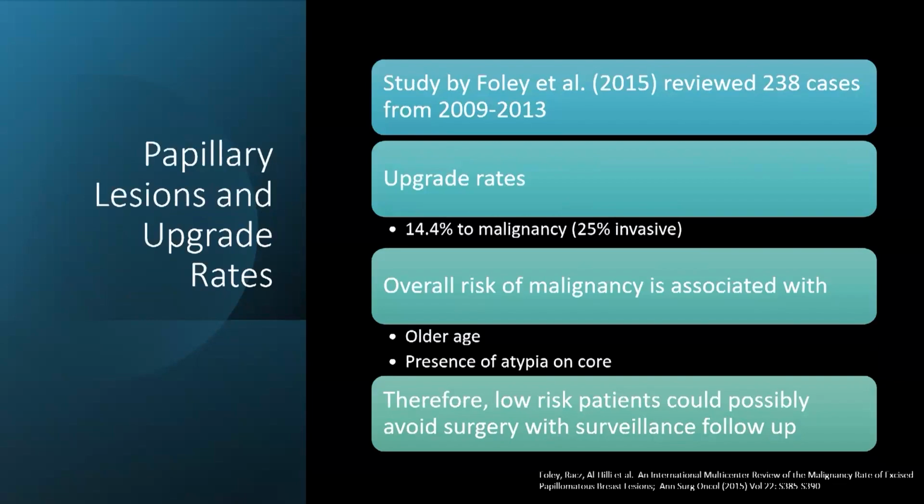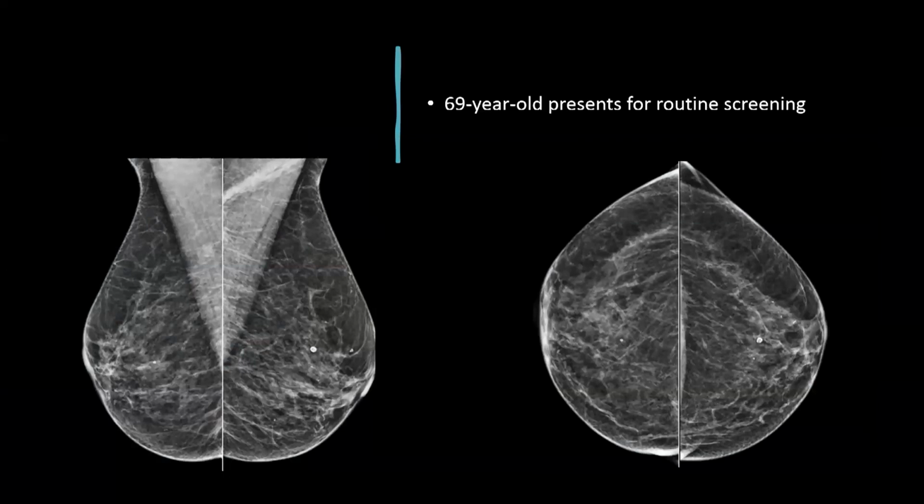Foley in 2015 looked at 238 cases over a 4-year period, and they looked at their upgrade rates of benign papillary lesions. Well, they found 14.4% upgrade to malignancy. 25% of those were invasive. The overall risk of malignancy was higher with older age and presence of any atypia on the core. So if you have a low-risk patient, let's say a younger patient with no atypia on your core biopsy of your papillary lesion, you could probably avoid surgery and do surveillance. However, if the patient's older, if there's any atypia, they've got to come out. And so the studies kind of agree on this.